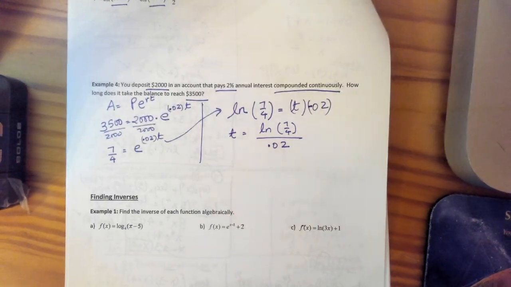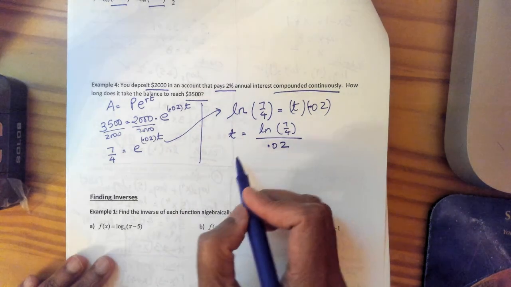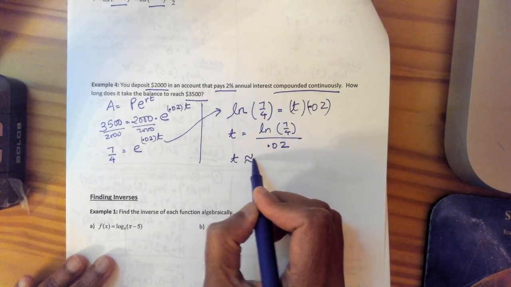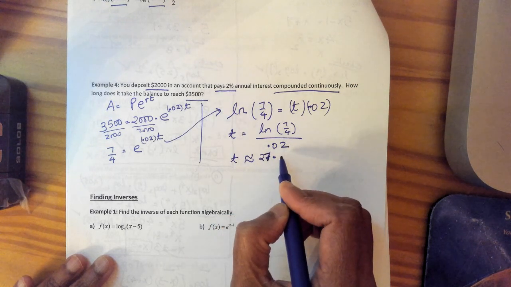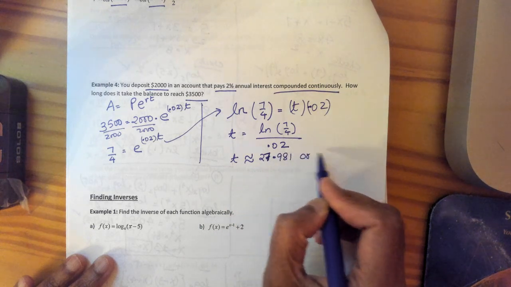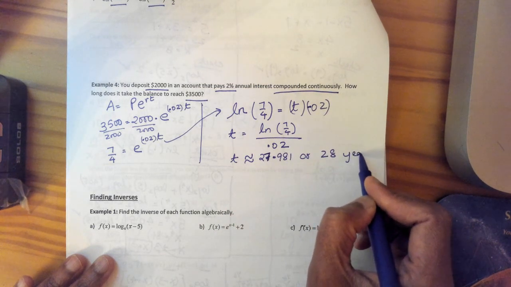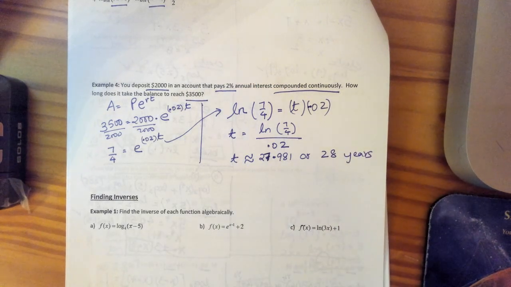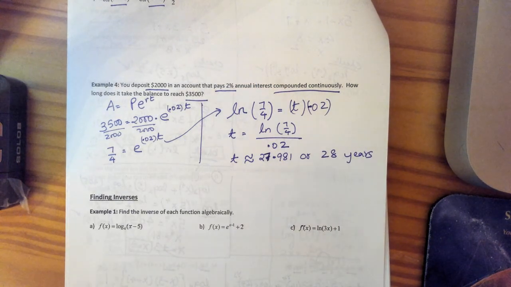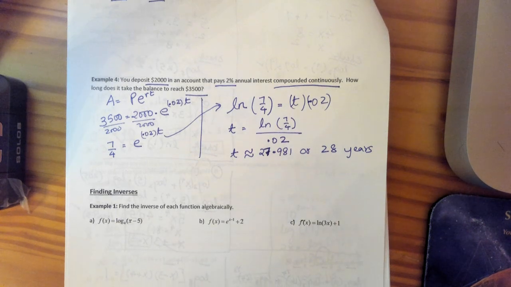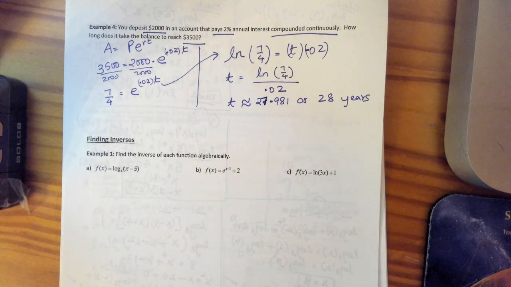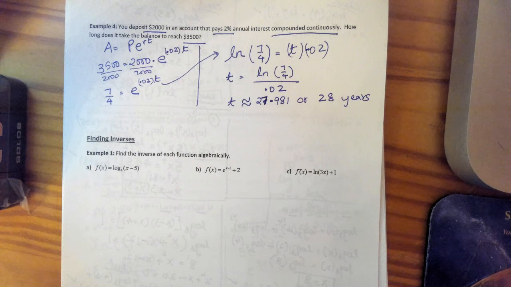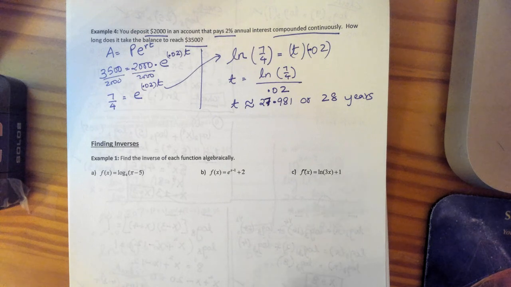Go ahead and put this in the calculator. Make sure that you're putting your parentheses correctly, and you should get T to be approximately 27.981, or we're looking at 28 years. It's going to take him 28 years for the money to grow to that amount if the interest rate is 2%. Hopefully we got the hang of it. By this time you should be able to go between logs and exponents to solve equations.